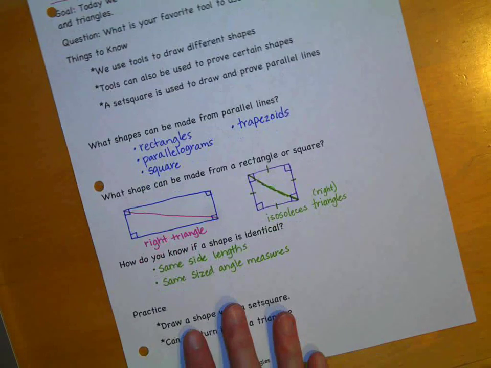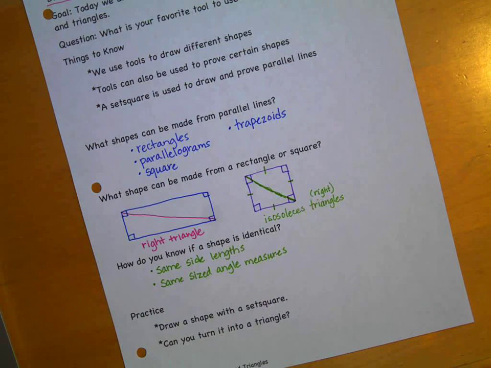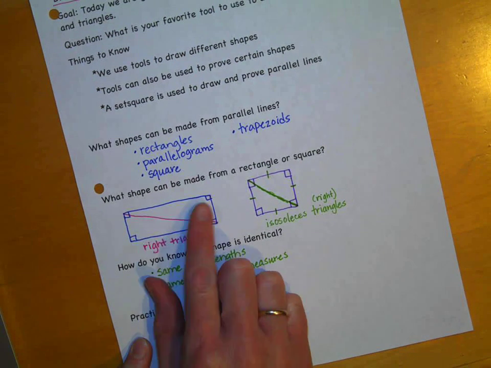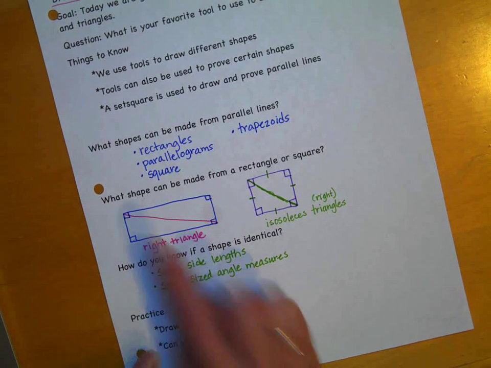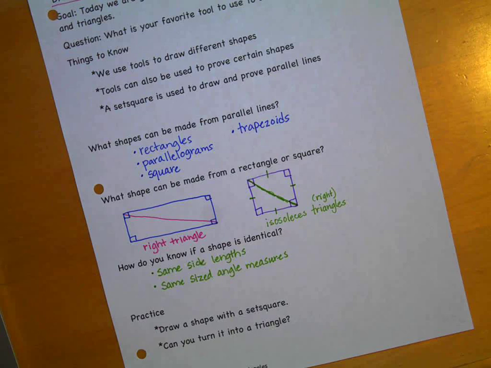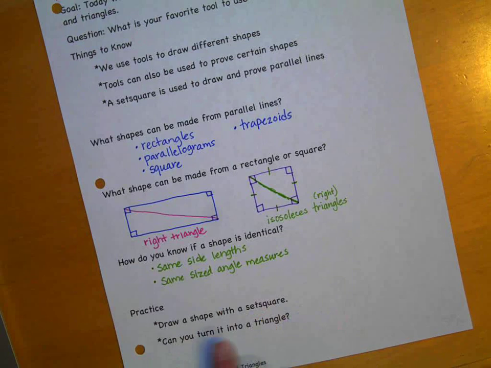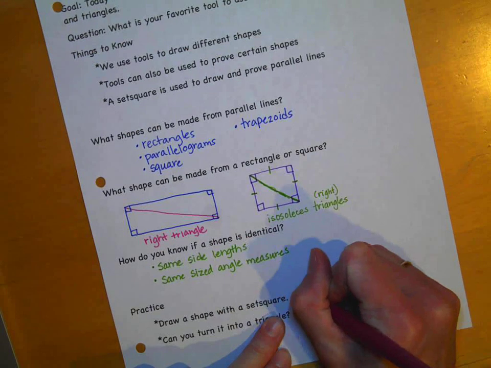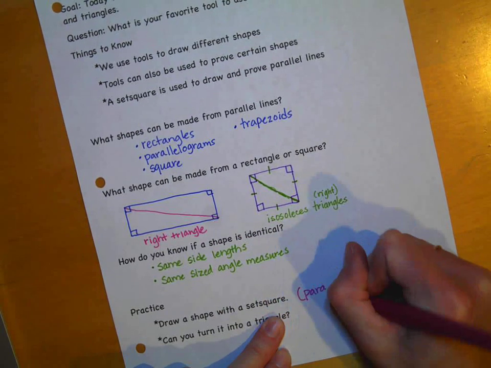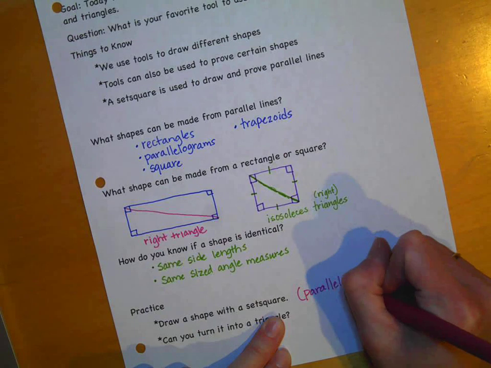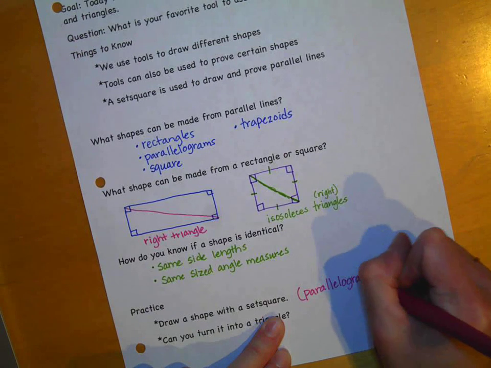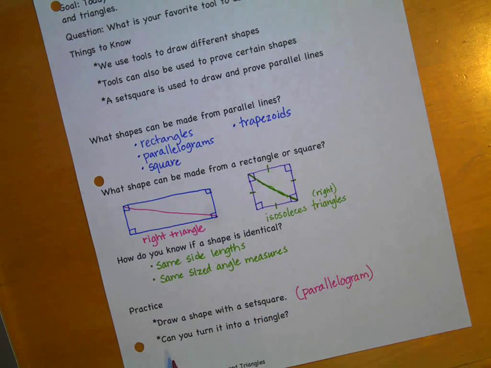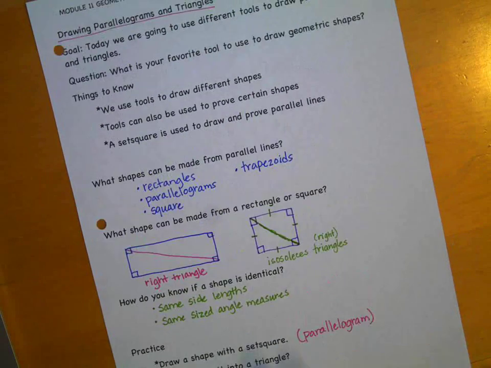Okay? All right, so the last thing that we're going to do with drawing parallelograms and triangles, this is actually technically a parallelogram that is not slanted. That's how we get away with, I didn't actually draw a parallelogram. But what I would like you to do is you're going to use your set square, and it says draw a shape with your set square. One of your shapes that I want you to draw, I'm giving you an assignment, is I want you to draw a parallelogram with your set square, because it's fun. And then after you draw the parallelogram, I want you to answer this question. Can you turn it into a triangle? It'll be interesting to see what you come up with.